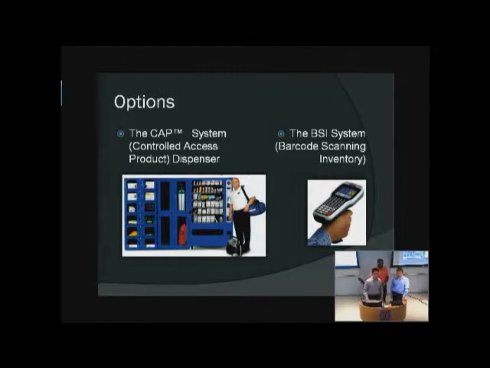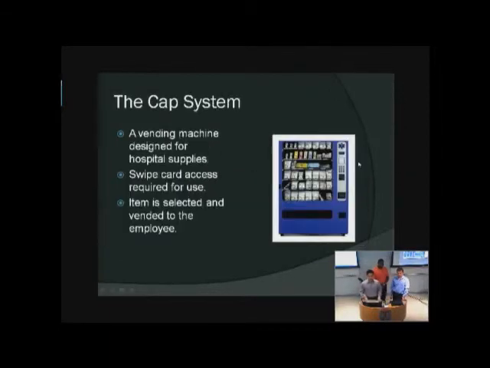So the two solutions we came up with were the CAP system, which is controlled access product, and the BSI system, which is barcode scanning inventory. The CAP system is like a regular vending machine, except it's a little more sophisticated and the security level is really high. For a staff member to get supplies, they have to swipe their staff card, punch in the number, and get the item. It's just that easy. While that process is being done, the machine is also connected to the inventory tracking software, which records all the transactions and even alerts the staff when the supply is running low.